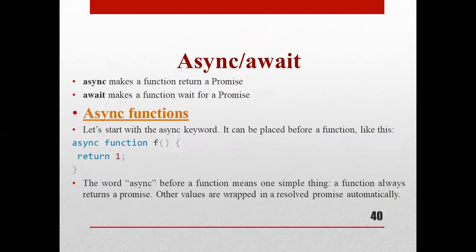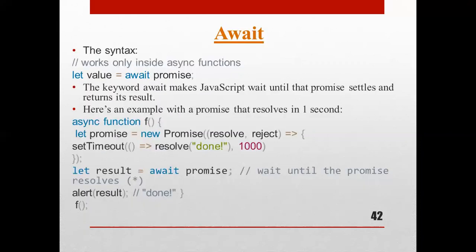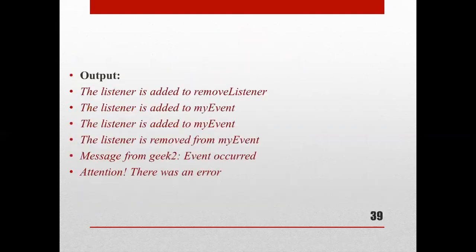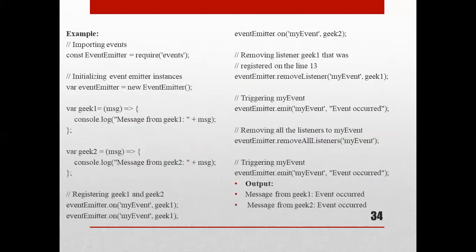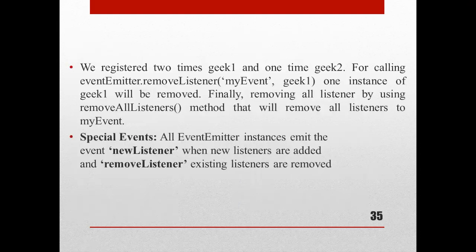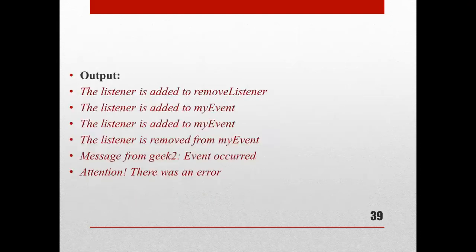So we have seen the EventEmitter class and the async and await keywords. Remember that the await keyword only works inside an async function. Then we have seen the EventEmitter class and events: how to import events, how to initialize the event emitter, how to register a listener, how to remove the listener, and how to trigger an event in the EventEmitter class. So that's it for today's session. We will stop here. Thank you.